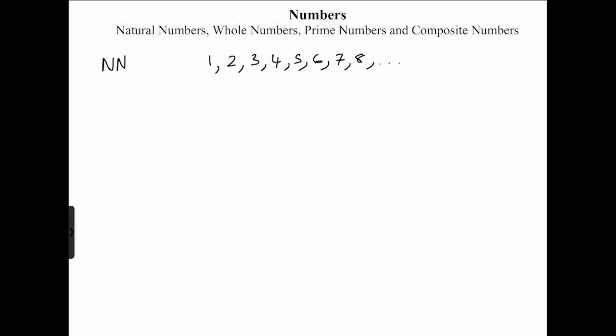The second set of numbers is the whole numbers, and whole numbers include the set of natural numbers with the inclusion of zero. So the set of natural numbers that contains a zero is then the set of whole numbers. If it starts from zero, we call that whole.